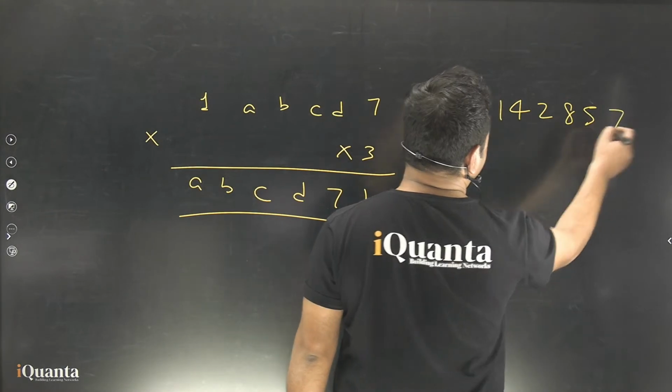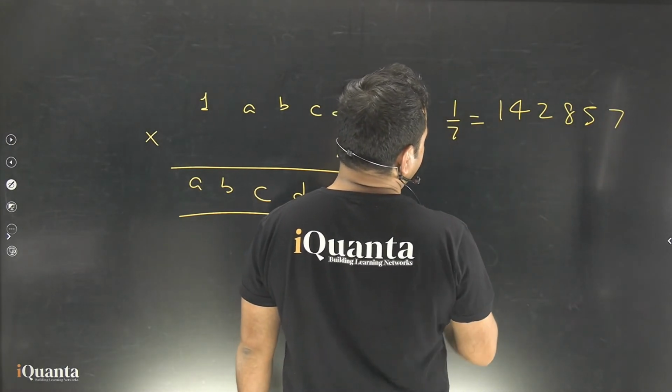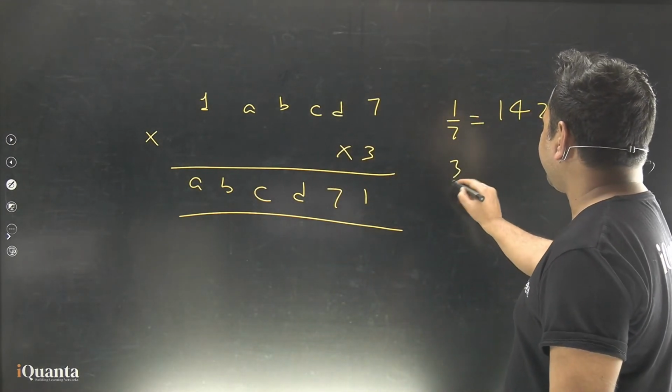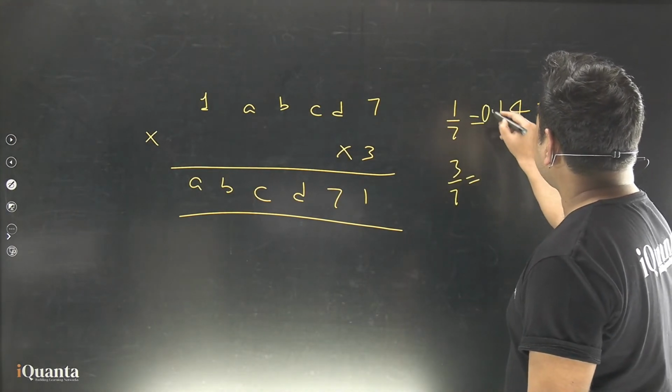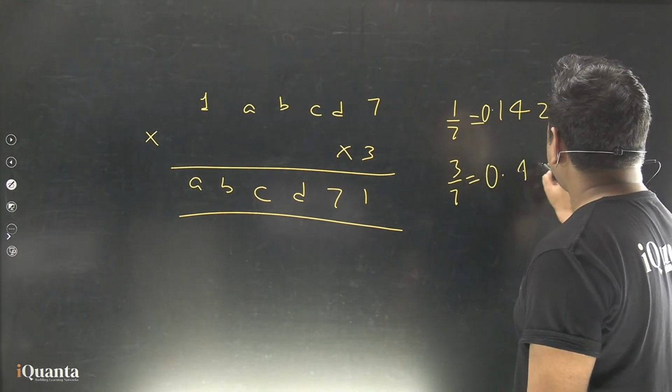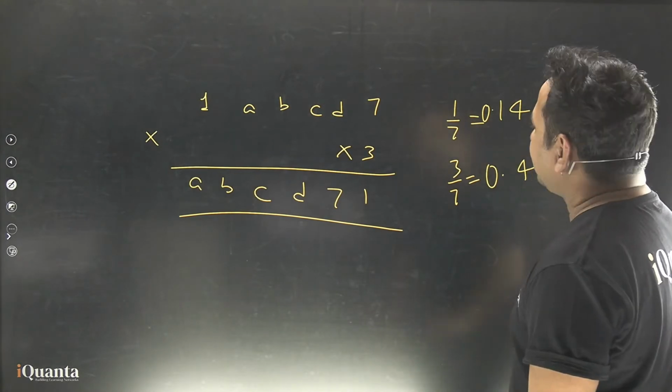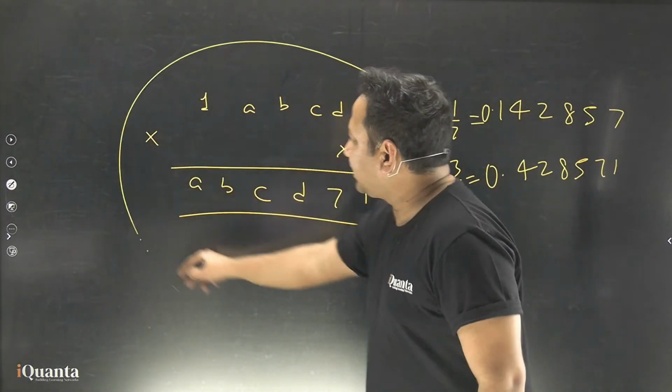142857 was actually the value of 1 by 7. When you multiply this by 3, you will get 3 by 7, and the value of it was 428571. So this question is based on the same property. Clear?